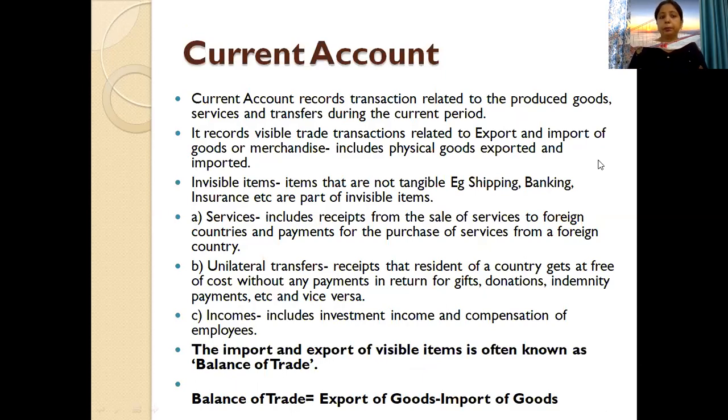First is the current account. Current account records the transactions of goods, services and transfers during a financial year. So it means it takes three types of transactions. One, visible goods. Number two, invisible goods, that is like services. And third is capital transfers, that means the transfers of funds or assets, that is compensation of factors of production, right? And one more is there, that is unilateral transfer, that is single-sided transfer. Let us take one by one.